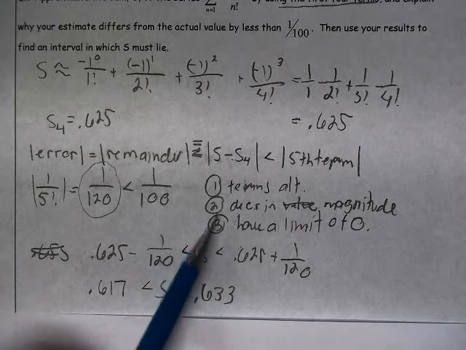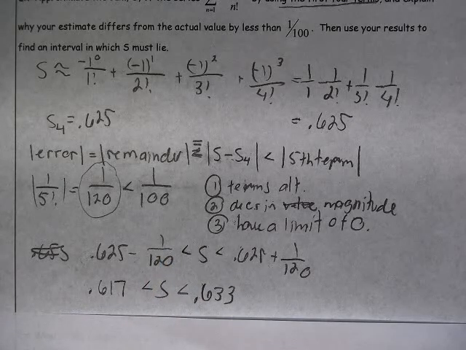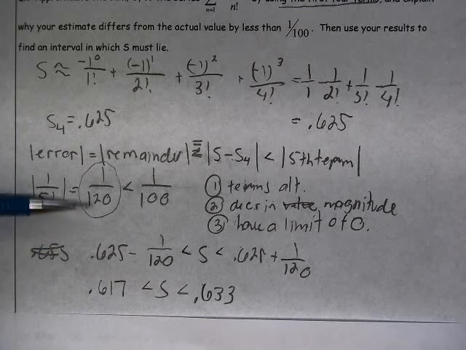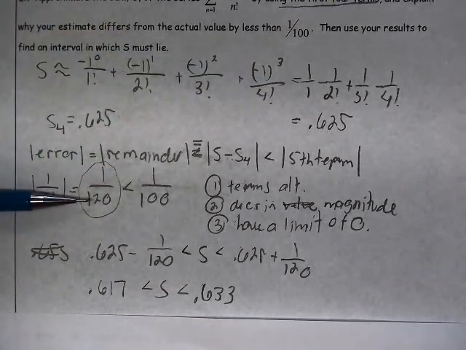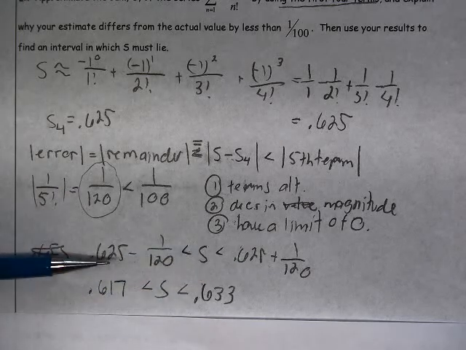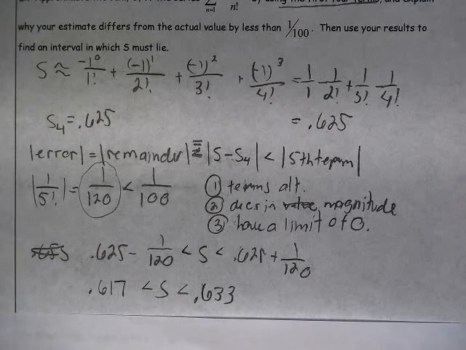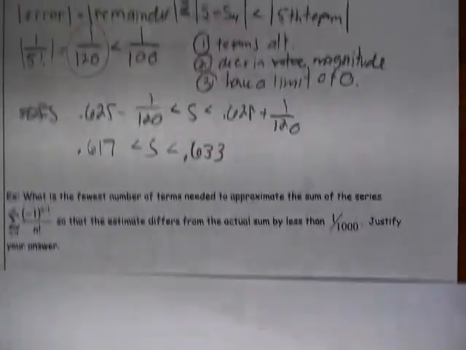I have to justify that using the three conditions that I do have an alternating series here, a converging alternating series. And then I know at 0.625 I'm at least within 1/120th of the true value, so I add 1/120th and I subtract 1/120th, and I know that the true value is going to be somewhere in between there. Alright, let's look at the next example.